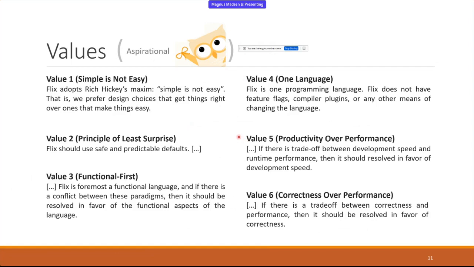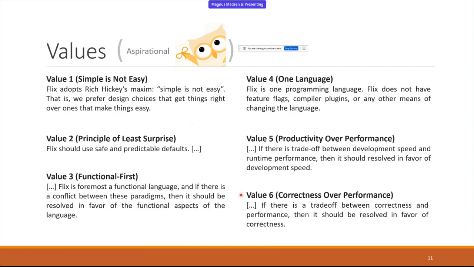We also have two more values here: productivity over performance and correctness over performance. And so productivity over performance means that we are okay to sacrifice some runtime performance if it means programmers can write programs faster. So I think that's true for any high-level programming language, really, because of course you can get maximum speed if you write in assembly code or something like this, but if you want to help the programmer write more software, well, then maybe you sacrifice some machine performance by having abstractions.